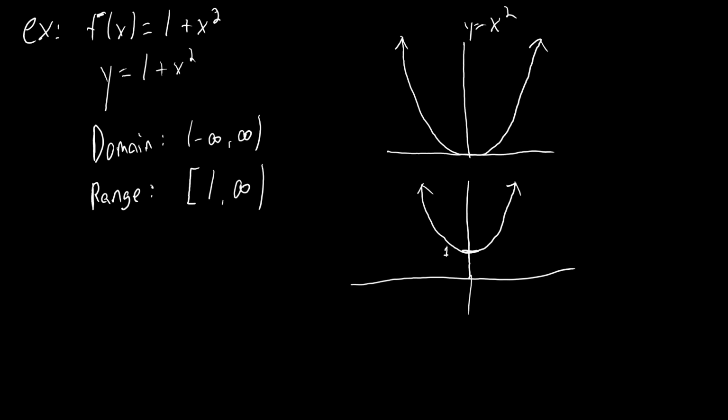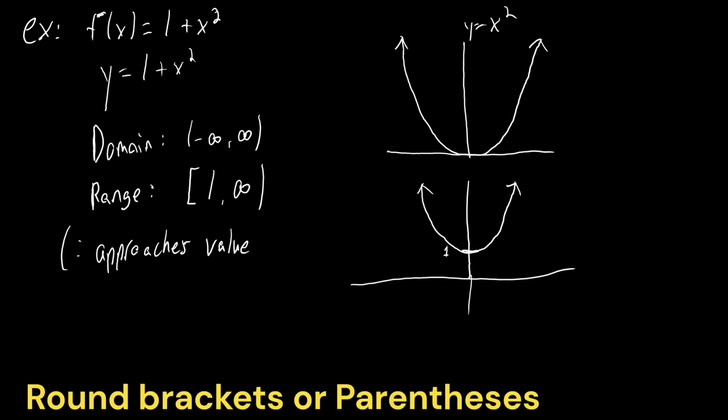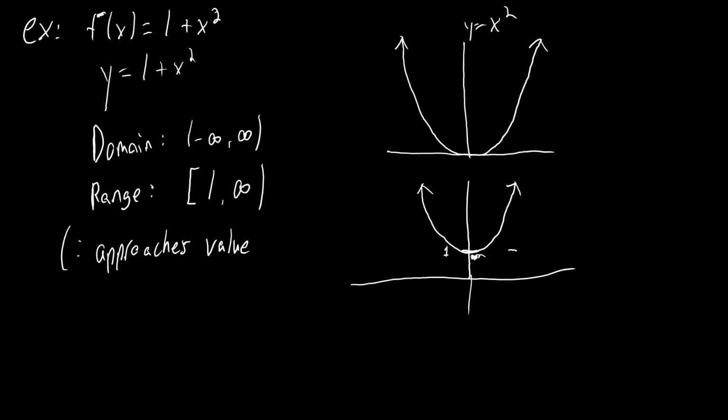Okay, so this is how you want to define a domain and a range. Your next question might be, what are these round brackets and what are these square brackets? Okay, round bracket means approaches value, right? So it never actually hits it. So if I put parenthesis 1, it would mean it would never actually hit this point right here, right? That's why we had to put a square bracket, so it included that value. So square bracket, I guess, hits value, right?